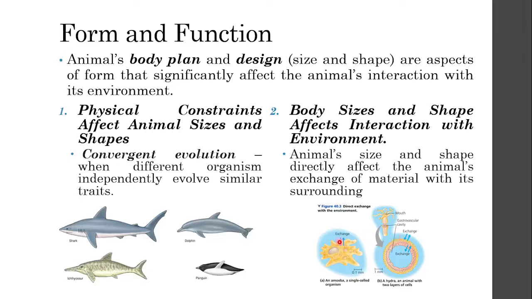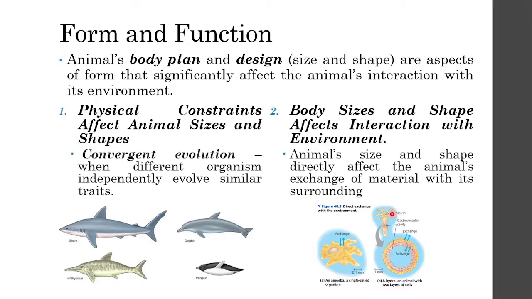For example, we have here an amoeba, a single cell organism. Since it is much smaller, its structure makes it much easier for it to exchange materials with the outside environment, as opposed to, for example, a more complex organism such as the hydra right here, which is an organism that has two layers of groups of cells. So you have your inner structural layer and then the outer structural layer.